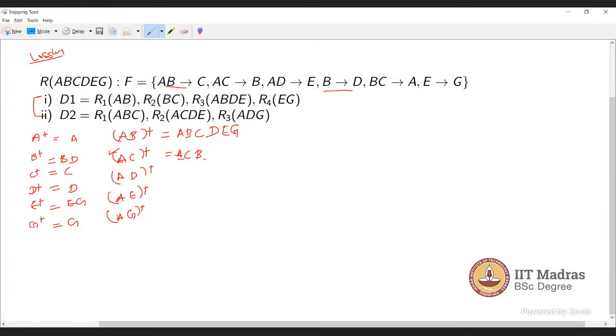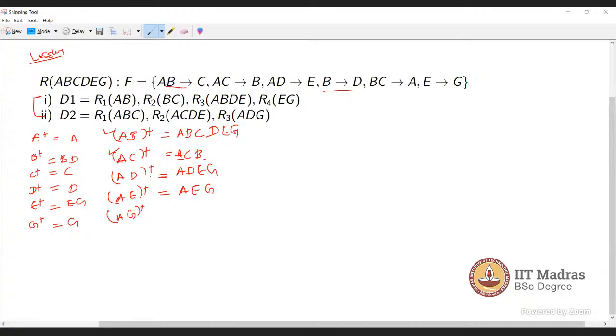Anyone got how I concluded that from AB I can get all the attributes? Yes, the closure of AB will give this R, right? Now AD gives E and G. AE gives G.